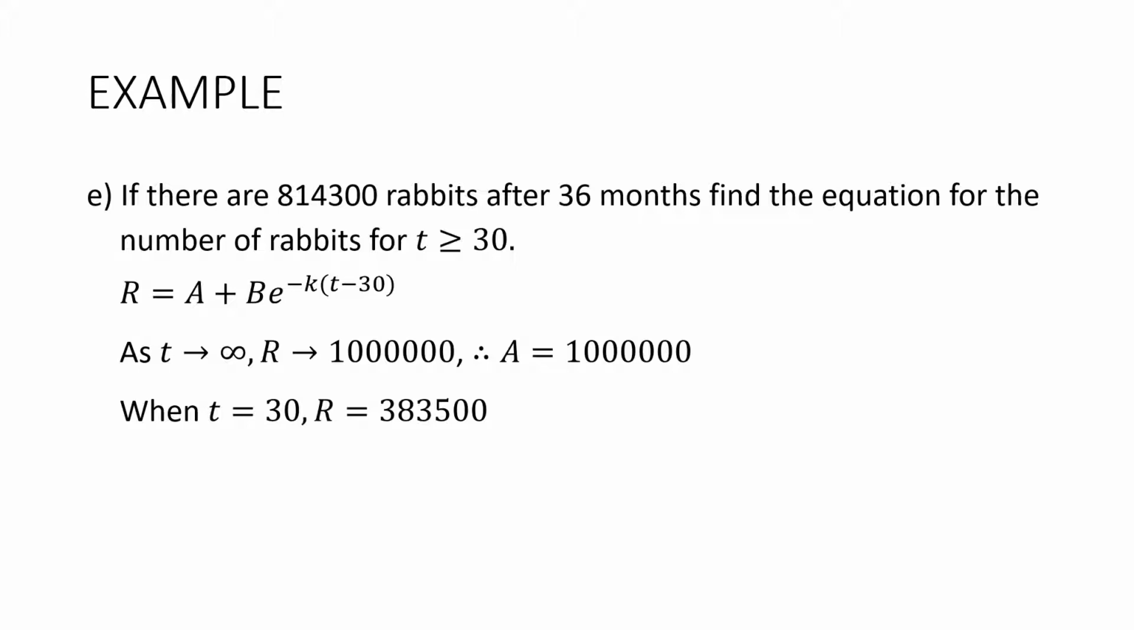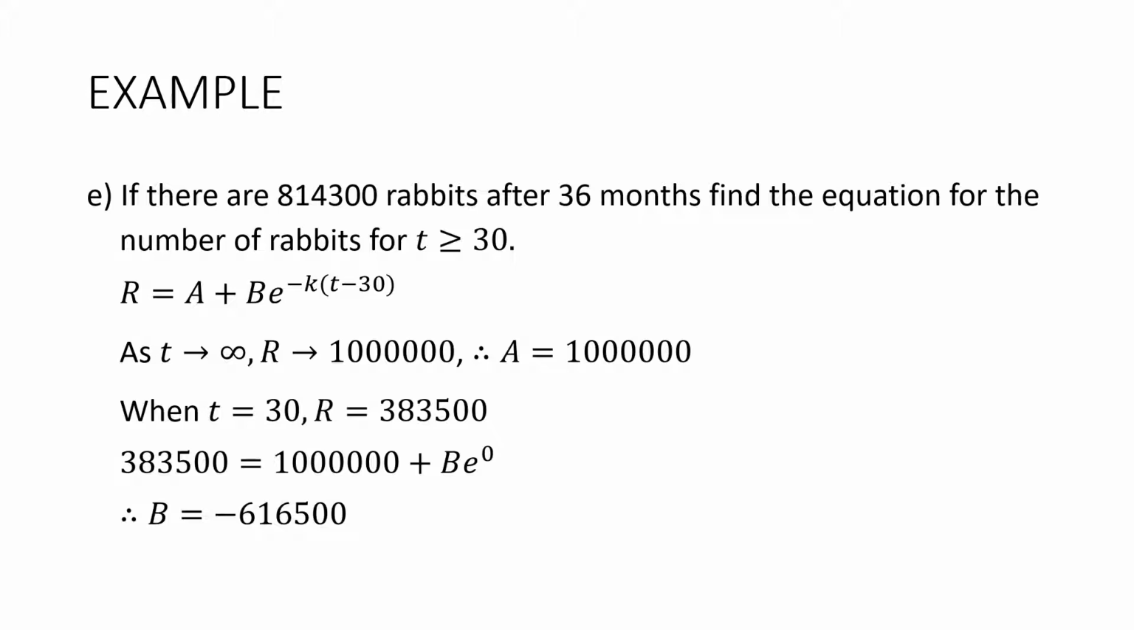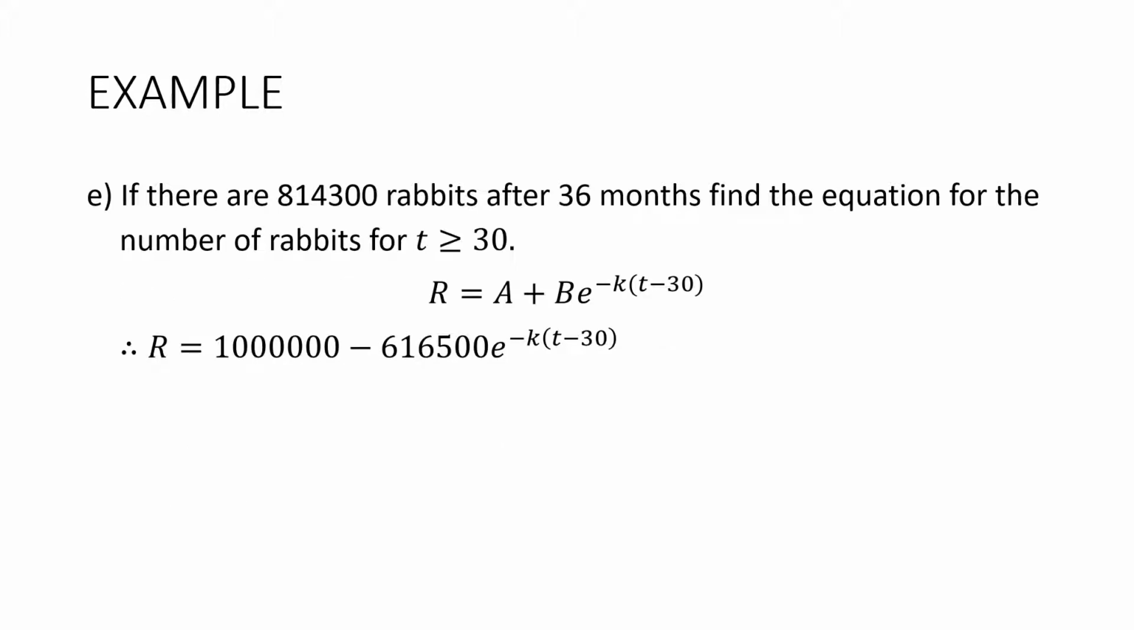The second thing I know is that when t is equal to 30, which is time naught basically for this equation, the number of rabbits is 383,500. So that was the number of rabbits at 30 months from the previous equation. So let's substitute that in. And this is e to the naught. Remember, that's 1. So 383,500 is going to equal 1 million plus b. So b will equal negative 616,500. Okay, so that's it there.